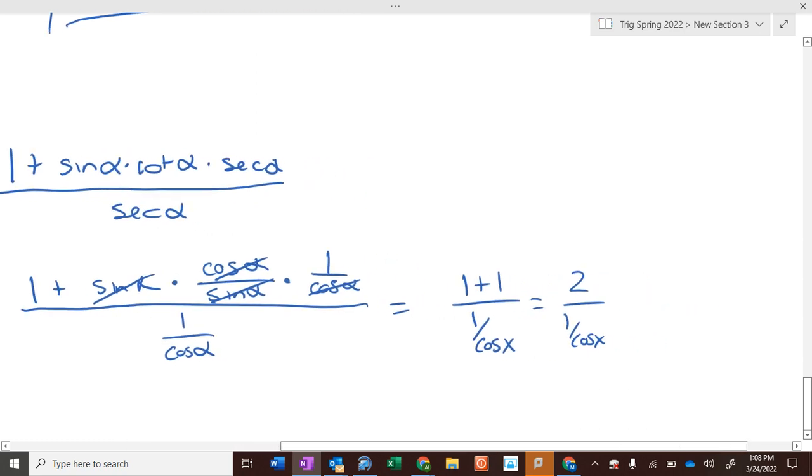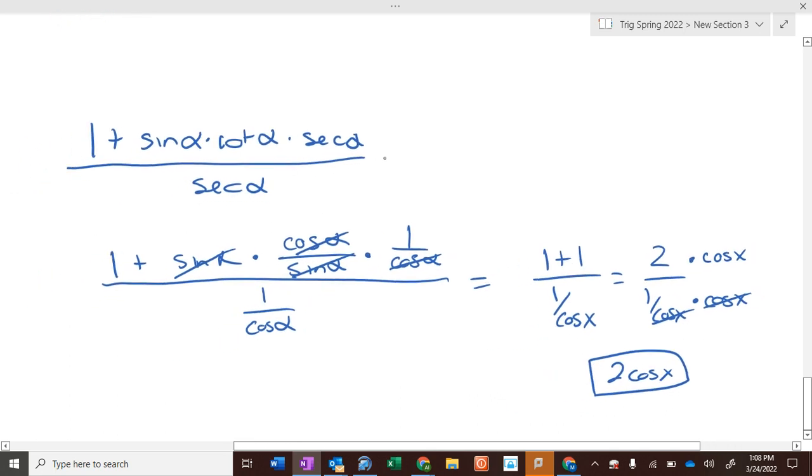That's a complex fraction, isn't it? How can I simplify a complex fraction? Multiply by the denominator of the denominator. Those cancel. So in the end, you get 2 cosine of alpha. So all of this equals 2 cosine of alpha. Okay? Those are the types of problems you'll be seeing today.